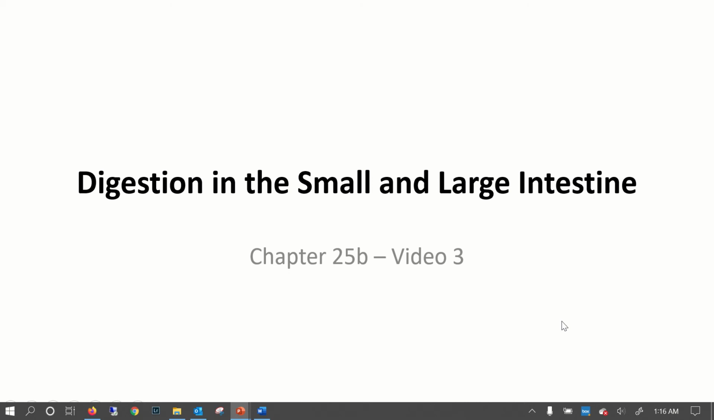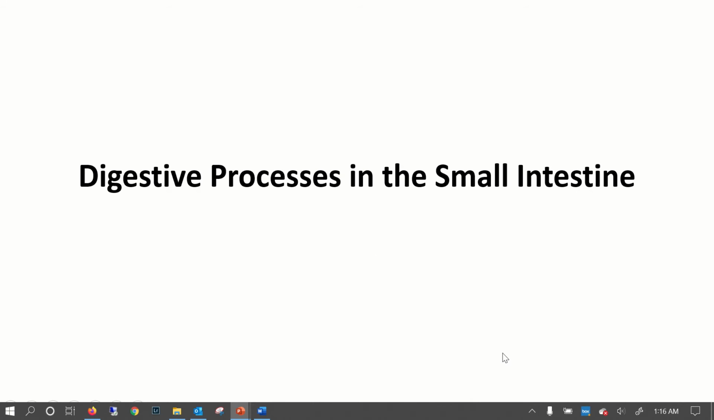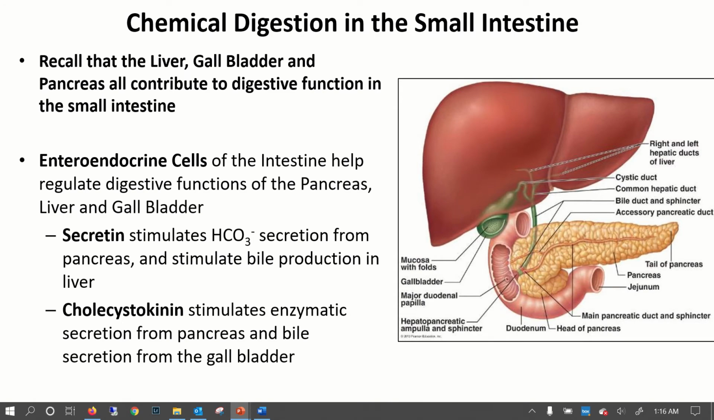In this last video, in chapter 25b, we look at digestion in the small and large intestine. So we're beginning here with digestive processes carried out by the small intestine. As you recall, this was a site where you had numerous organs actually contributing to the function. So you have the liver, the gallbladder, and the pancreas all depositing secretions here through this hepatopancreatic sphincter.